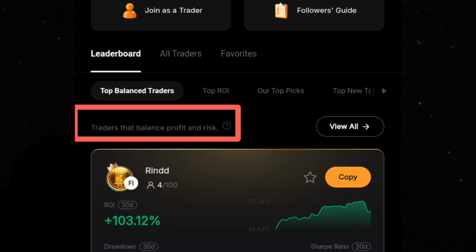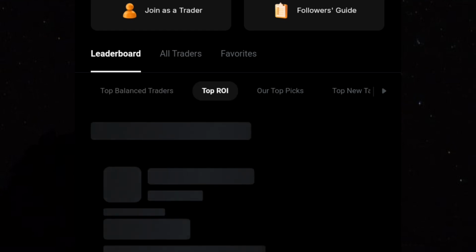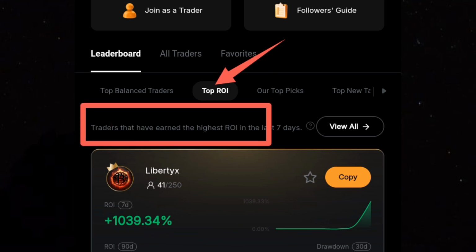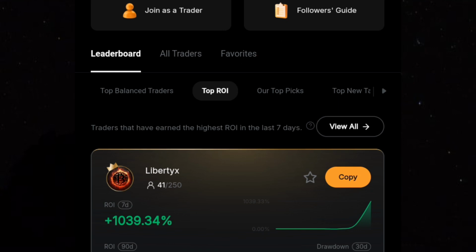So if you choose a top balance trader, it simply means that these guys have had so much experience in the market. Now, some people will come and choose top ROI. If you choose top ROI, it means you don't want balanced traders. You want to choose people who are making a lot of profit. Traders that earn the highest ROI in the last 7 days. Now, the problem with choosing top ROI is that, oh, these guys made money in the last 7 days, but they are not balanced traders, so they can actually lose in the next 7 days.